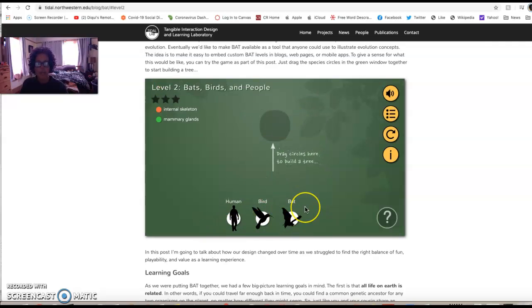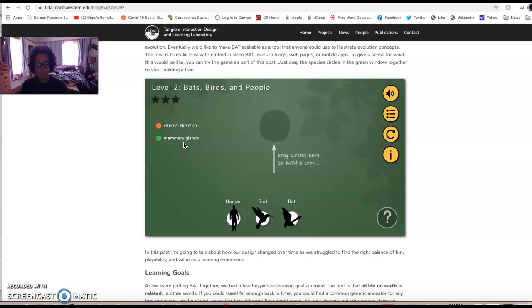Now we have 3 animals, a human, a bird, and a bat. The things that we're looking at are internal skeleton and mammary glands. Well, all 3 of these have their skeletons on the inside. They're not insects, they're not crustaceans, they're not like crabs that have a crunchy outside. Our skeletons are on the inside. And humans and bats actually have mammary glands.